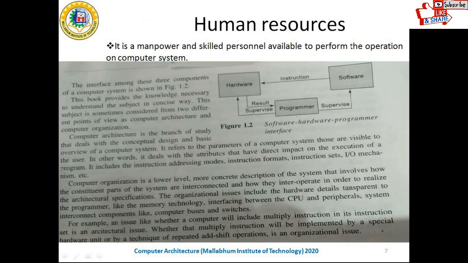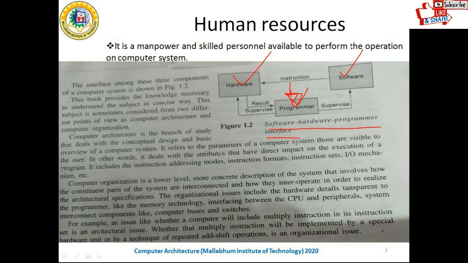Next, the human resources. Human resources means the manpower and the skilled personnel available to perform the operation. So this is your hardware, this is your software, and this is your programmer. Software, hardware, programmer interface. In very simple terms, whenever you are the human resource, the computer is already designed. There is an application program, Microsoft Office, there is the different hardware system of the computer, and you are the supervisor sitting at the computer system.